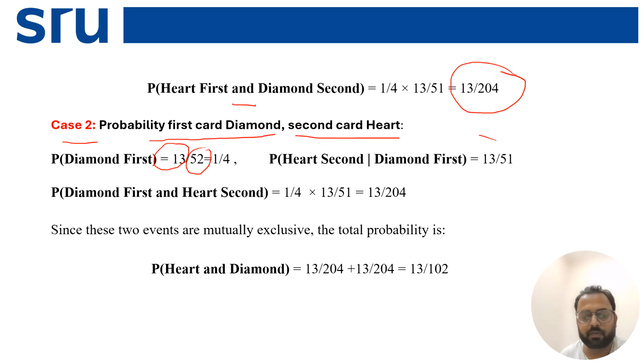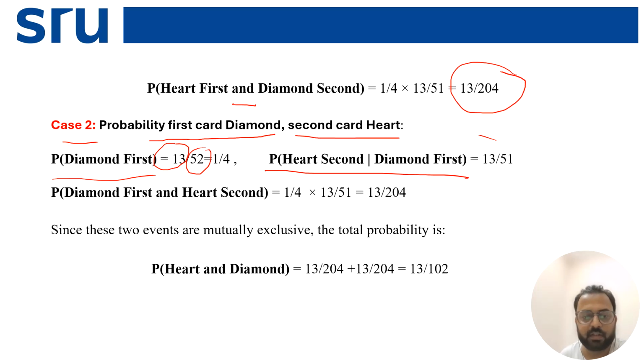So for the probability of selecting a heart in the second selection, the total number of hearts is 13. So 13 by 51. Similar to the first case, both are independent because a single card cannot be both diamond and heart. So the probability of diamond first and heart second is 1 by 4 into 13 by 51, which is equal to 13 by 204.